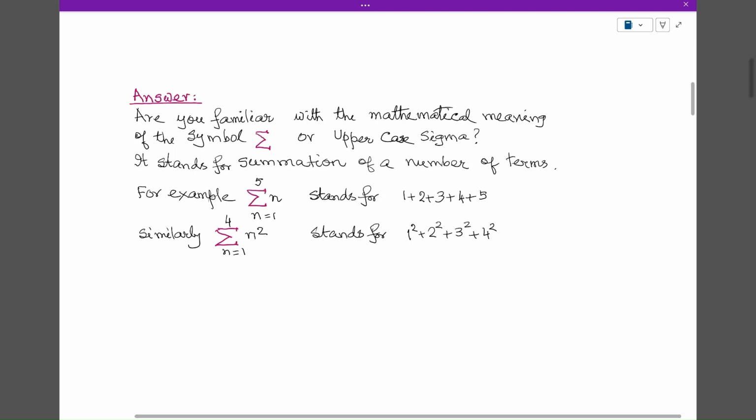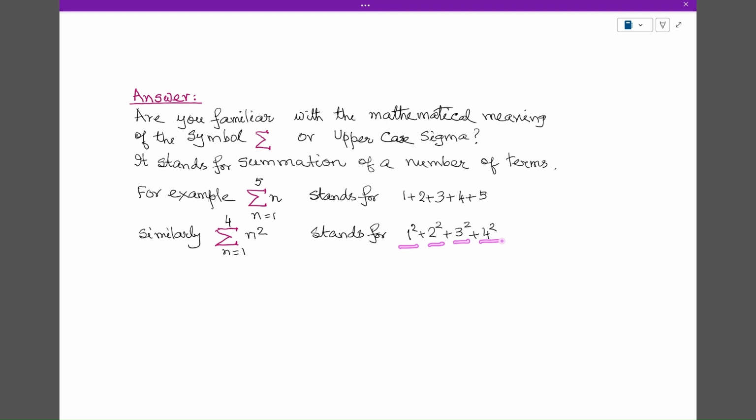Are you familiar with the mathematical meaning of the symbol sigma, or uppercase sigma? It stands for summation of a number of terms. For example, sigma of n when n varies from 1 to 5 stands for 1 plus 2 plus 3 plus 4 plus 5, which is the total range of n. Similarly, sigma of n square when n varies from 1 to 4 stands for 1 square plus 2 square plus 3 square plus 4 square.